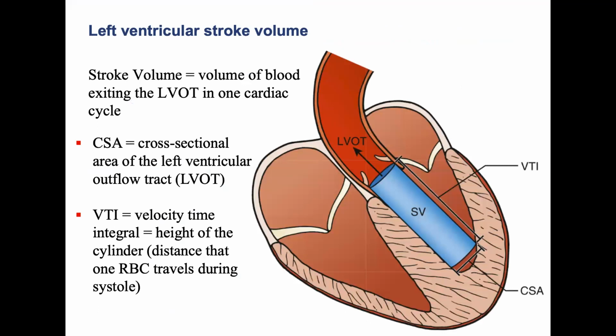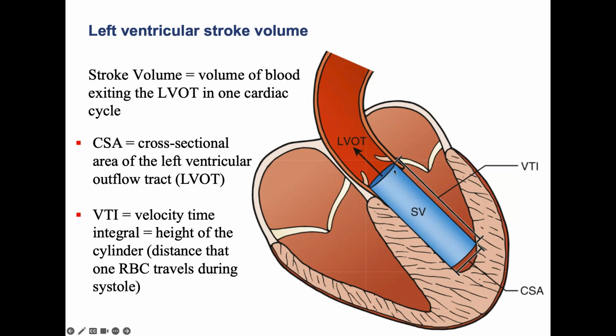Now we're going to move on to talk about left ventricular stroke volume. So we can also use our ultrasound to calculate stroke volume. So if you remember, the stroke volume is the volume of blood exiting the LVOT in one cardiac cycle. So we can visualize that the LVOT is kind of like a cylinder. And if we want to know the volume of that cylinder, that will be our stroke volume.